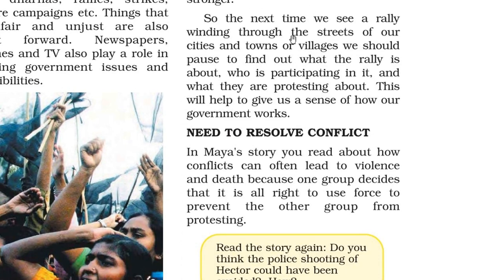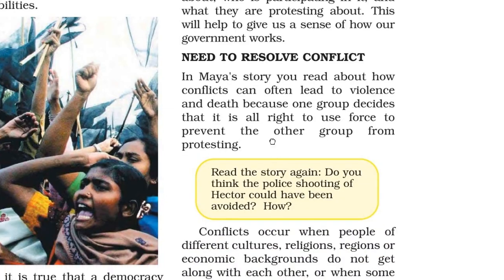So the next time you see a rally winding through the streets of our cities and towns or villages, we should pause to find out what the rally is about, who is participating in it, and what they are protesting about. This will help us to get a sense of how our government works, what the problems are and what we want out of the government, and whether the government is doing the right thing, or are they taking some strong measures to curb and solve the issues?